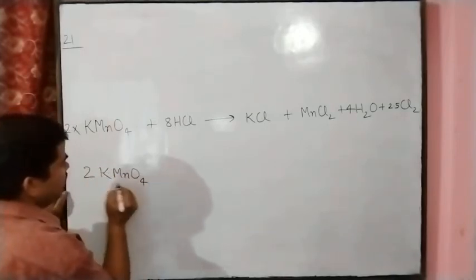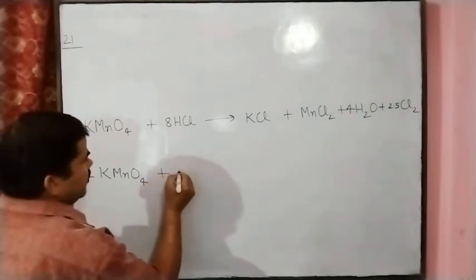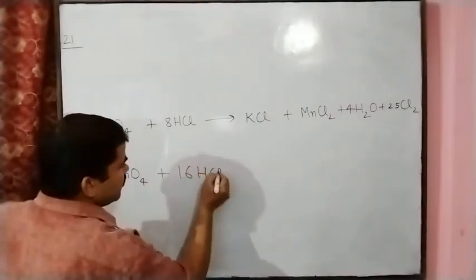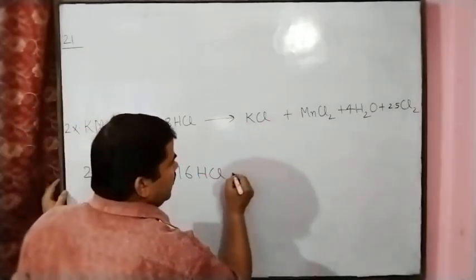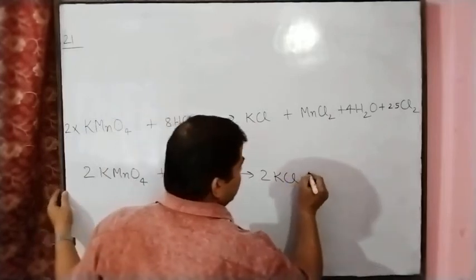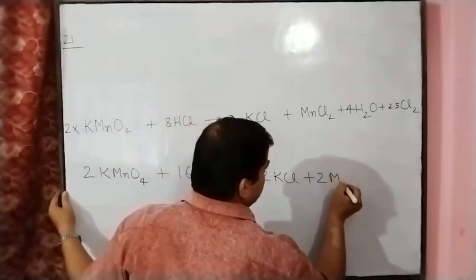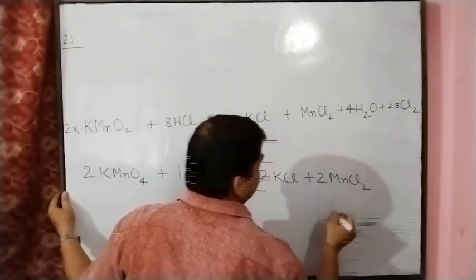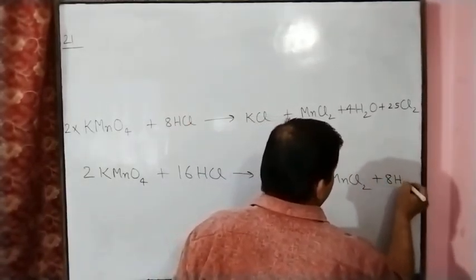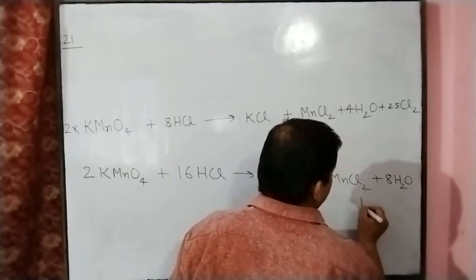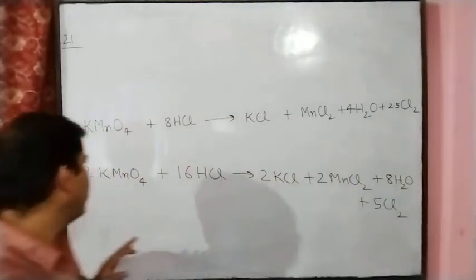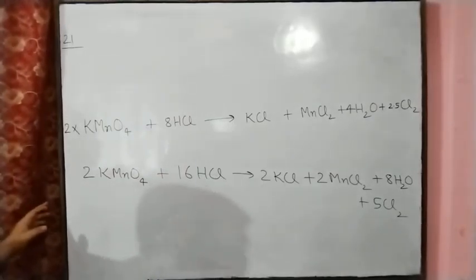2 KMnO4, potassium permanganate. 2 multiplied by 8, so 16 HCl. Then we will get 2 KCl, then 2 MnCl2, manganese chloride, then 8 water, and then 5 Cl2, 5 chlorine gas. 5 molecules of chlorine.